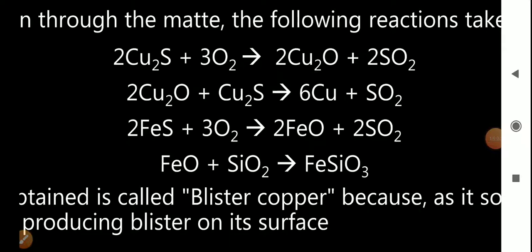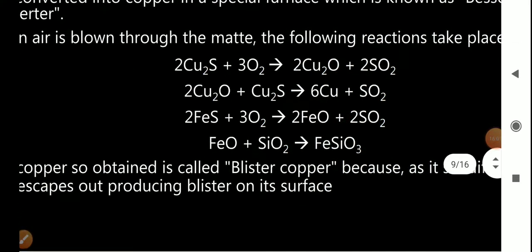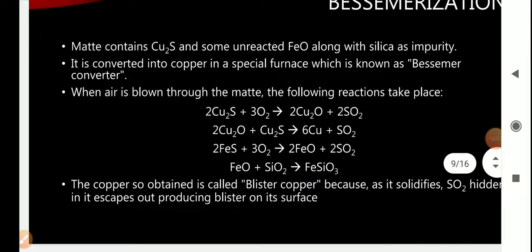So these two reactions are called auto oxidation and auto reduction. Here copper is first converted to cuprous oxide, then cuprous oxide and cuprous sulfide both react and are converted to copper. That's why it is auto reduction, because the compounds react with each other and form copper. This is called self reduction or auto reduction.